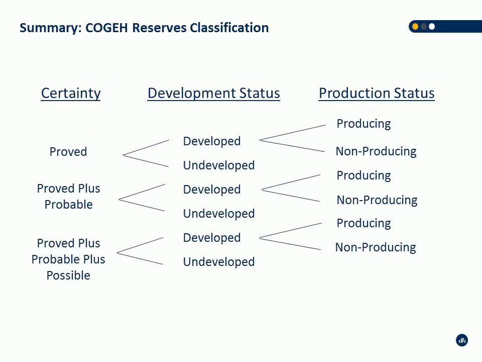So this is just a flow chart showing proved, plus probable, and 3P, developed and undeveloped, producing, non-producing. Three headings there are classifications of reserves. So certainty, development status, and production status.